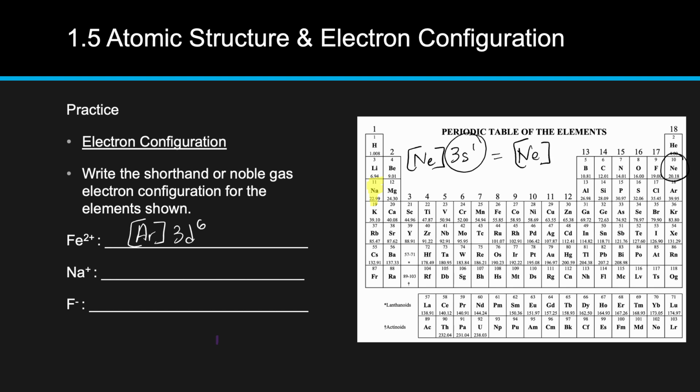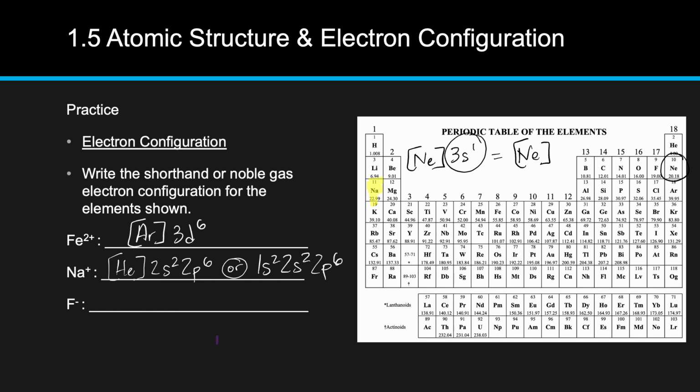But we cannot just put brackets and neon for our answer. We have to go to the previous noble gas, so that would be helium. So you can actually use helium if you really want to. Helium, and then 2s2, 2p6, or you can just write the full electron configuration, 1s2, 2s2, 2p6.